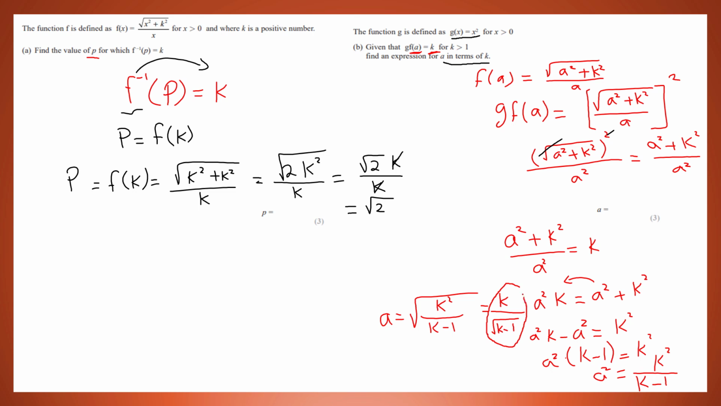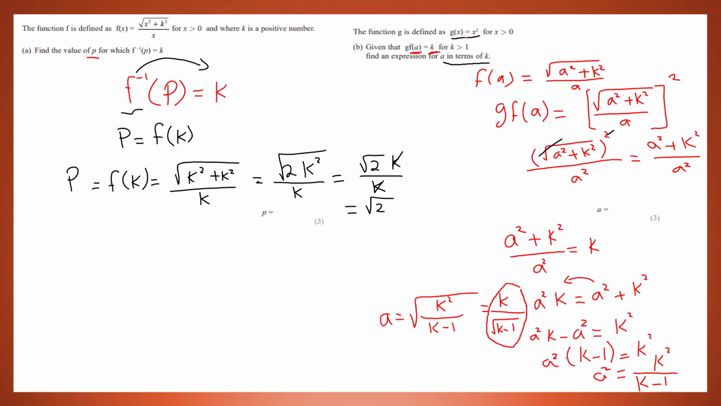This is the answer. I'm just going to repeat it once again. What did we do? It's given that g is x squared, and f of x is defined as here. And then we need to find g composition f of a. So to do this one, I will find first f of a. So I will replace each x by a in this, so it will be the square root of a squared plus k squared, all over a. And then I need to do the composition g of f. After the result I got in f of a, I will put it here instead of the x.